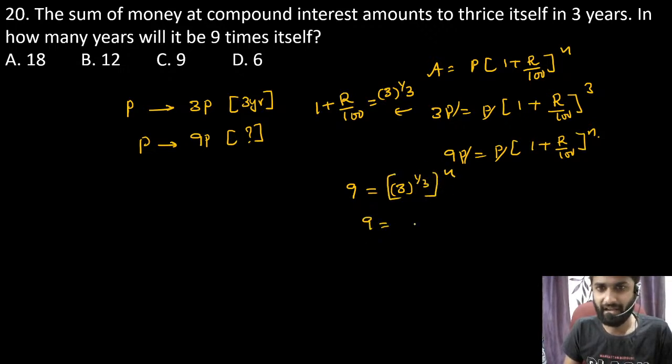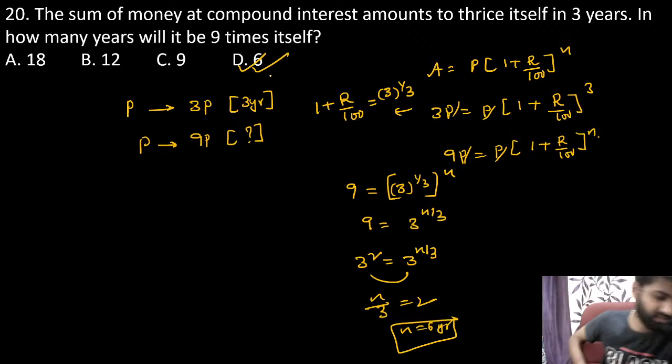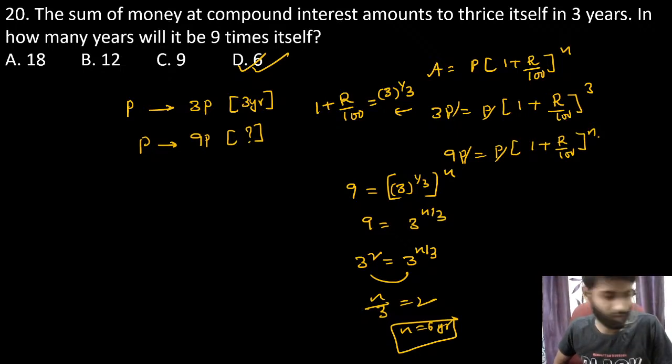Now see, the value becomes 3 power n by 3. Now 9 can be written as 3 square. 3 square is equal to 3 power n by 3. If bases are equal, then equate the powers: n by 3 is equal to 2. Then n value becomes 6 years. This is one of the approaches. Up to 25 questions, you have 5 questions left. So this is the 6 years.